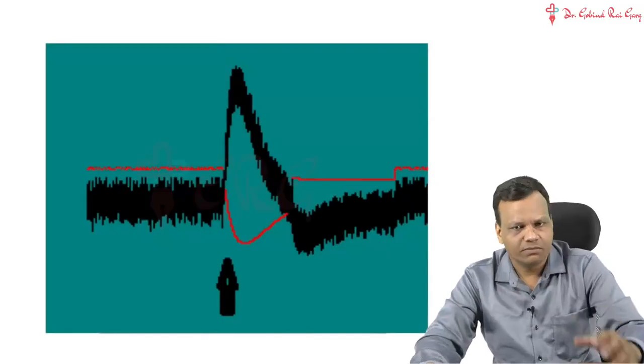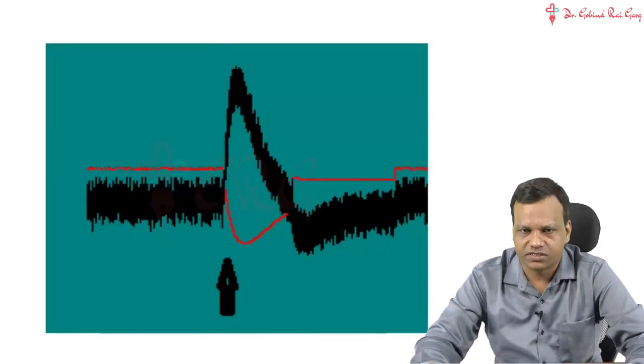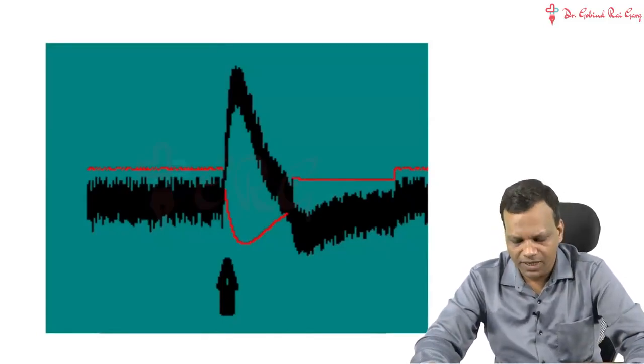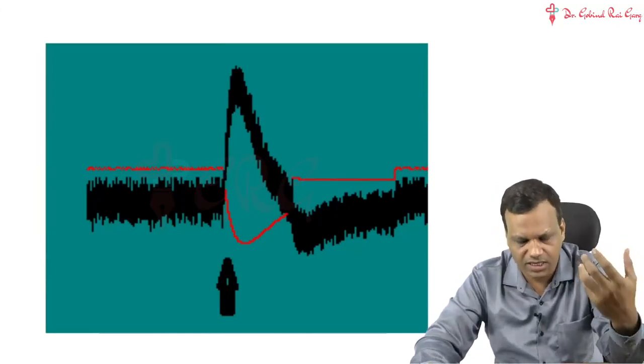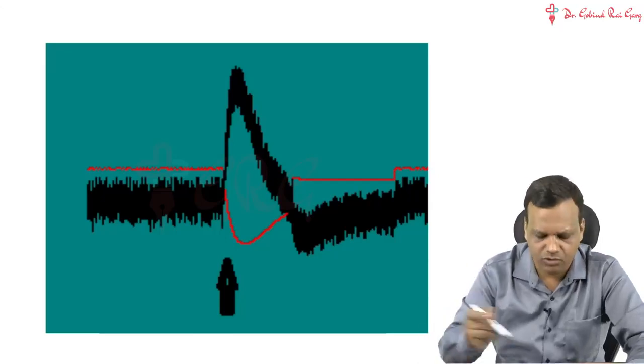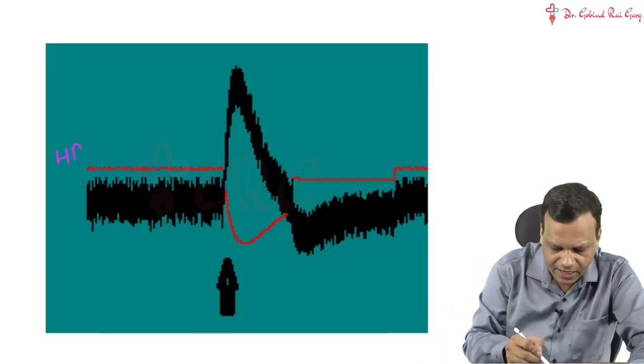Clear? So there are some graphs from the autonomic nervous system. You need to identify by looking at the effect of drugs on BP and heart rate. In these graphs, this red line tells about the heart rate. Red line is heart rate.